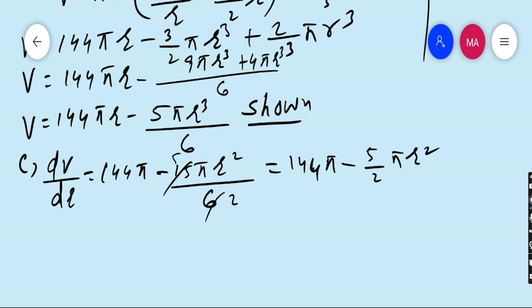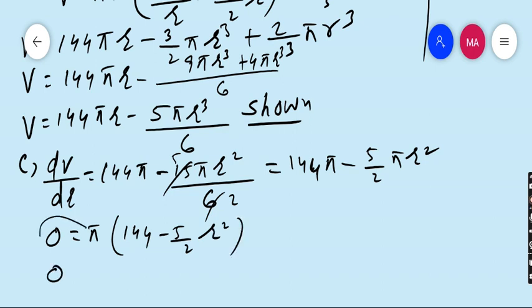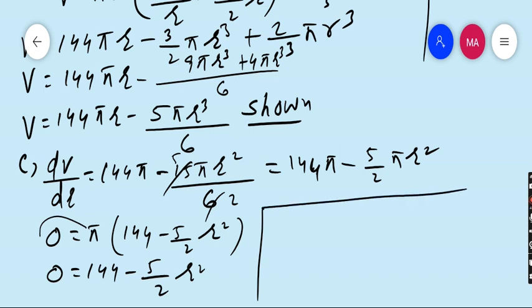Replace dV by dr by 0, taking π common. 144 minus 5 upon 2 r², this π must be divided by 0, and this is equal to 144 minus 5 upon 2 r², then plus 5 upon 2 r² is equal to 144. 144 into 2 is 288 upon 5.